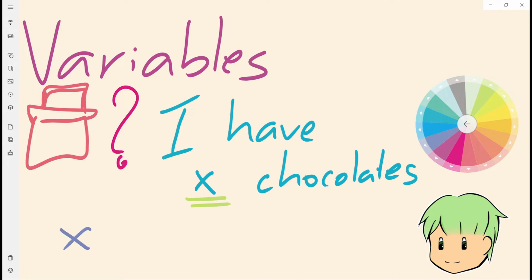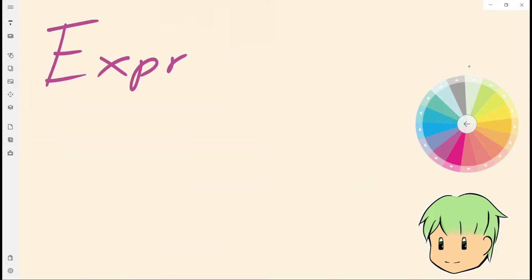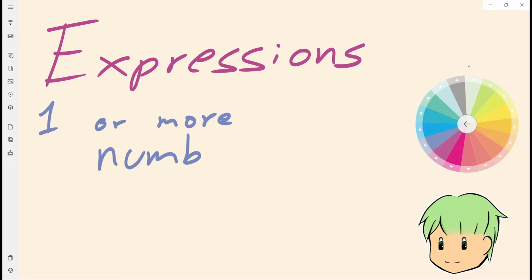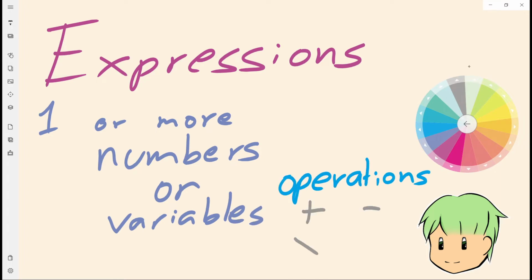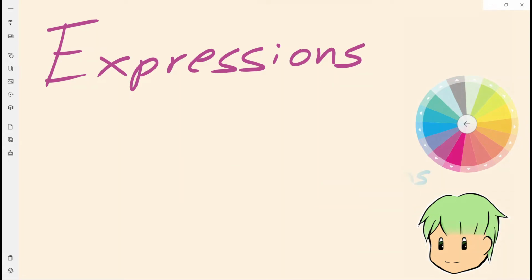Some of the most common ones are X, which is generally used for numbers, S, which is used for speed, D, which is used for distance. You can also see Y used for numbers. Now, when you perform operations with one or more numbers and variables, it is known as an expression. An operation is just a fancy word that means multiplication, subtraction, or any of those kind of things.